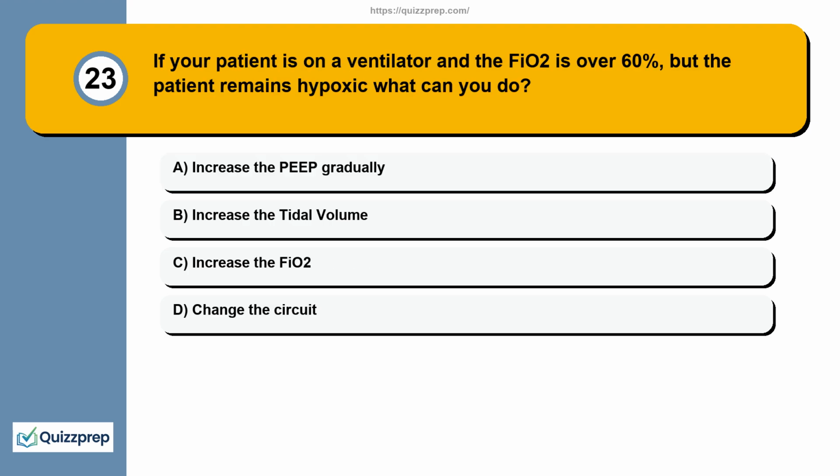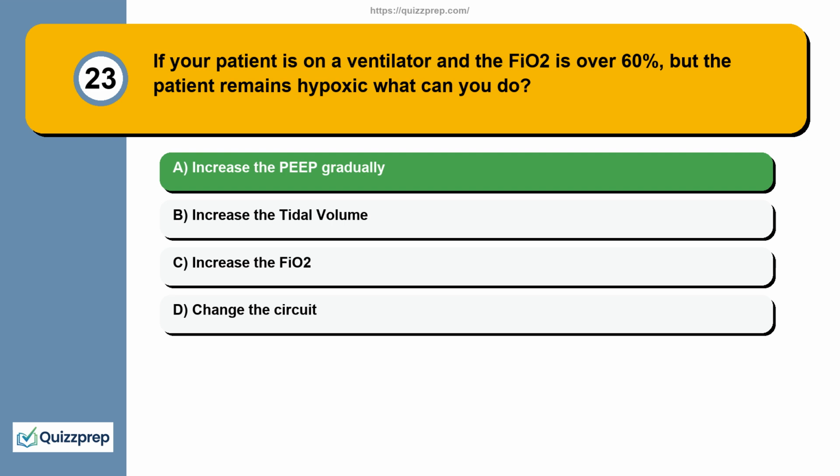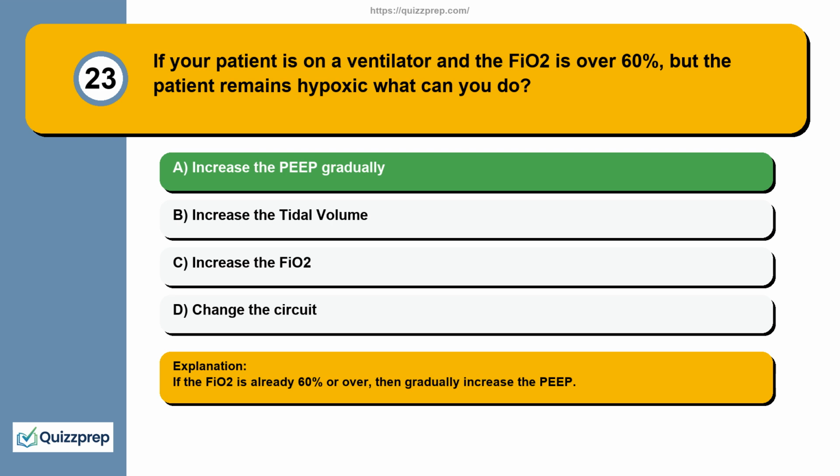Question 23. If your patient is on a ventilator and the FiO2 is over 60%, but the patient remains hypoxic, what can you do? Increase the PEEP gradually. Increase the tidal volume. Increase the FiO2. Change the circuit. If the FiO2 is already 60% or over, then gradually increase the PEEP.